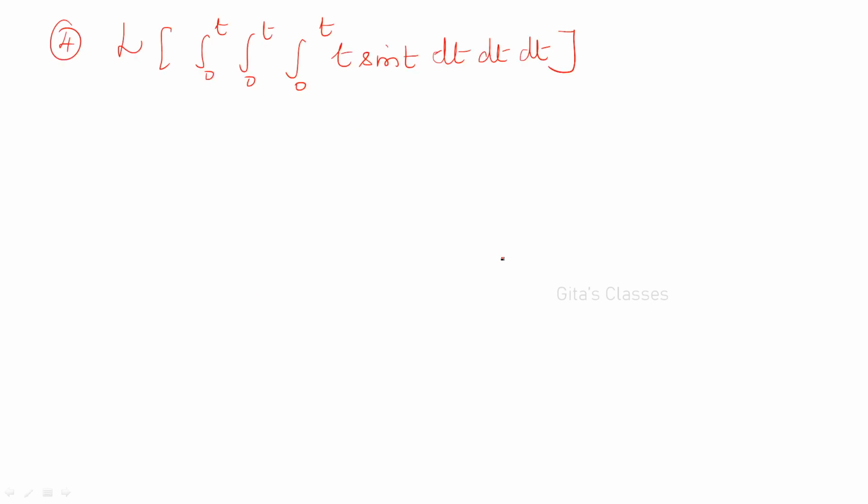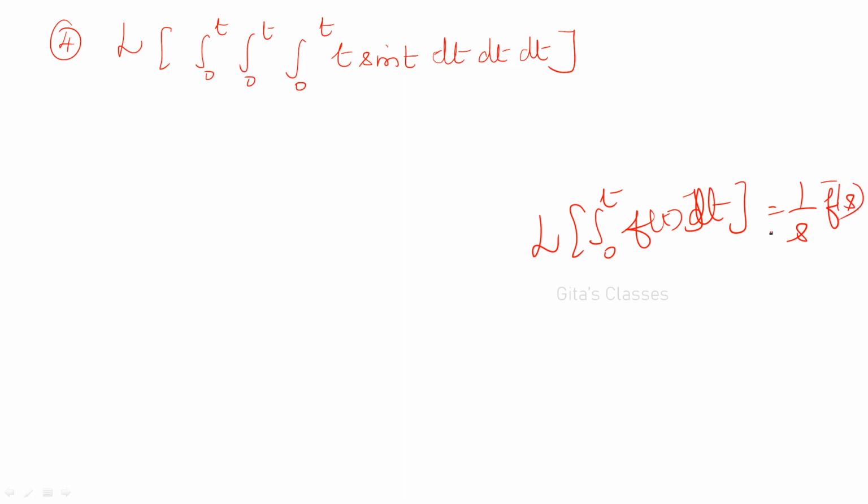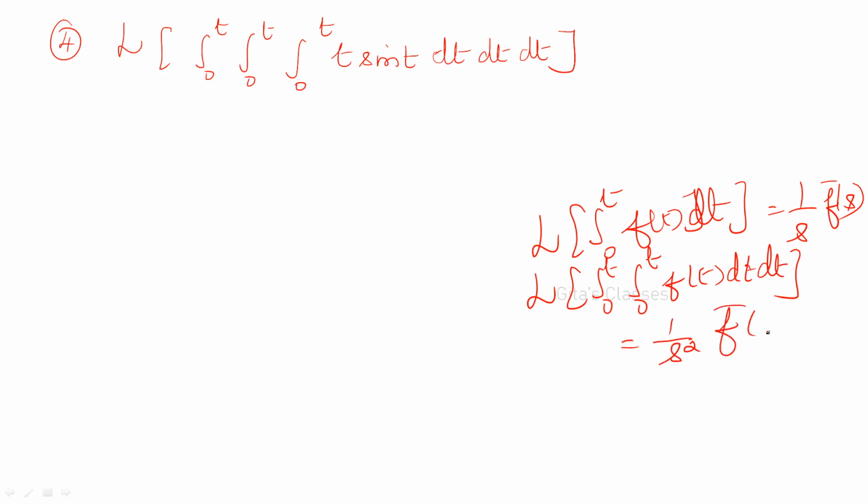And this one, how will you find out? Integral of 0 to t. Please remember, L of integral 0 to t f of t dt is equal to 1 by s into f bar of s. If it is L of integral 0 to t twice, integral 0 to t f of t dt dt, means 1 by s squared into f bar of s. If it is triple integral, then you have to multiply by 1 by s cube. So 1 by s cube into L of t sin t.